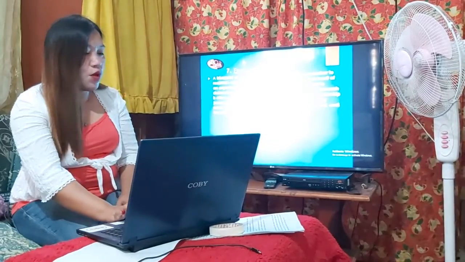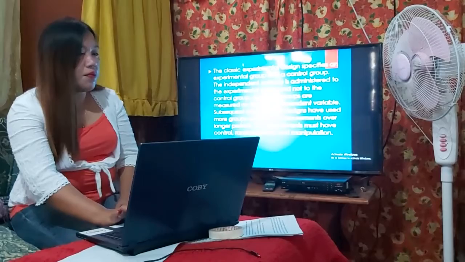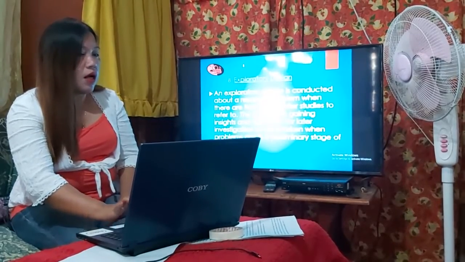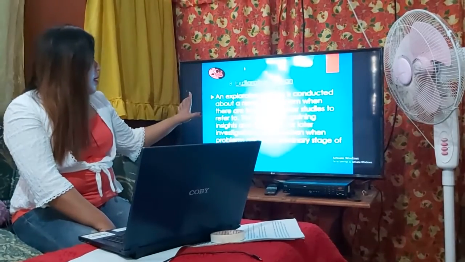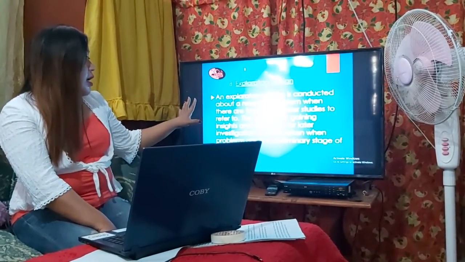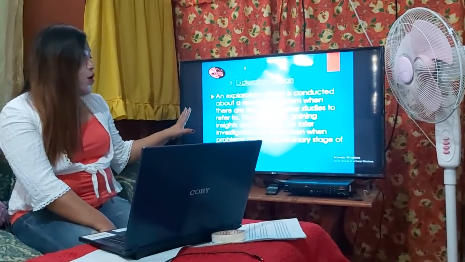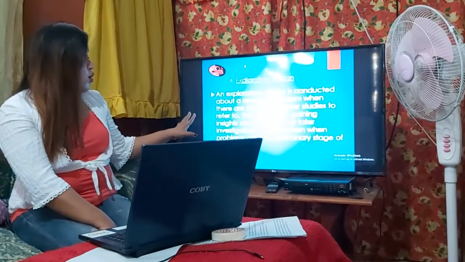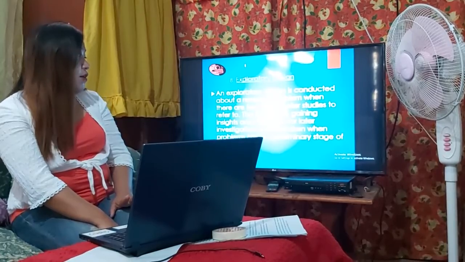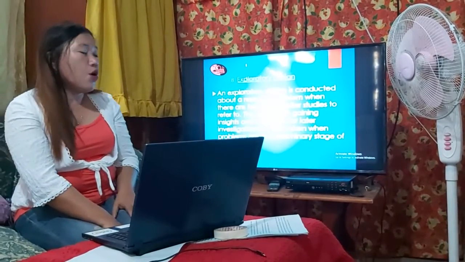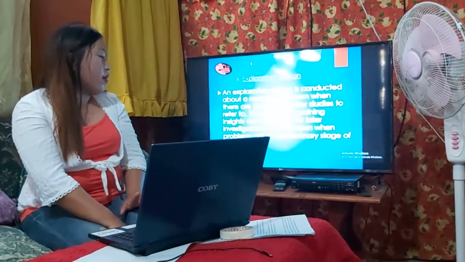Next, we have exploratory design. An exploratory design is conducted about a research problem when there are few or no earlier studies to refer to. The focus is on gaining insights and familiarity for later investigation, or it is undertaken when problems are in a preliminary stage of investigation.